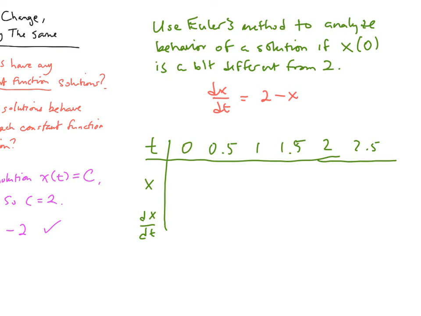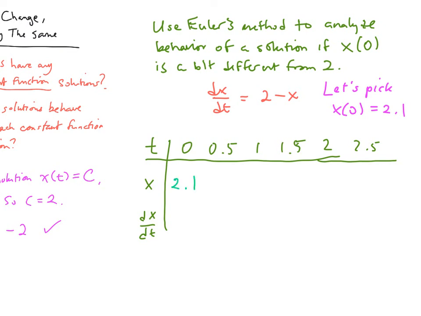Okay, so I'm just going to write down for each value of t on this table the values of x and dx/dt. Okay, so for x of 0, I'm going to pick some value of x that is a little bit bigger than 2. So let's pick x of 0 equals 2.1, and we're going to see if we can construct a solution using that initial value.